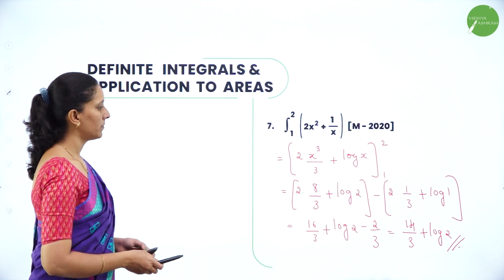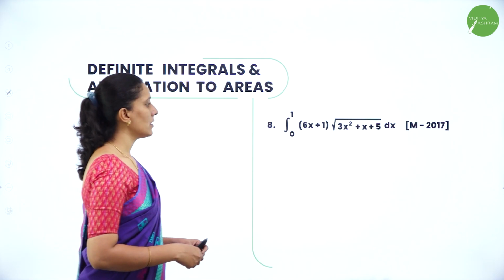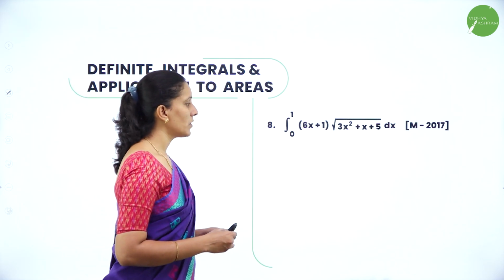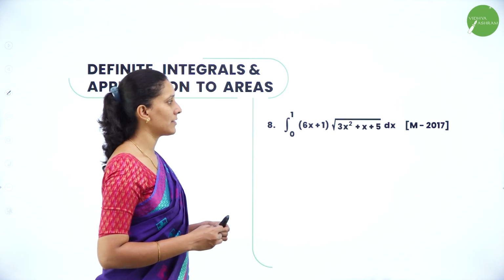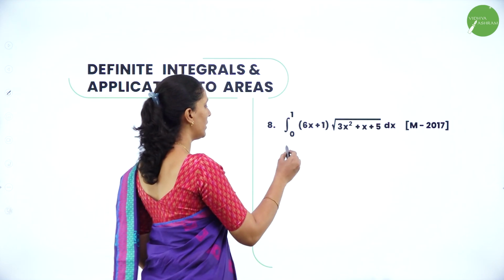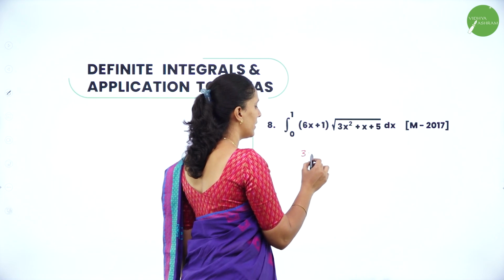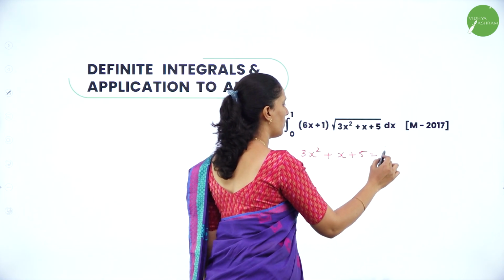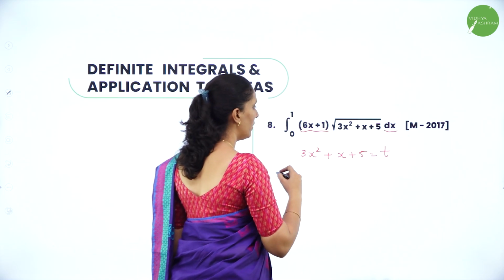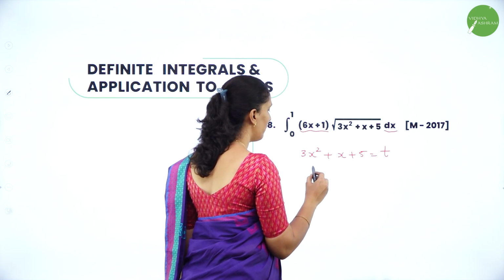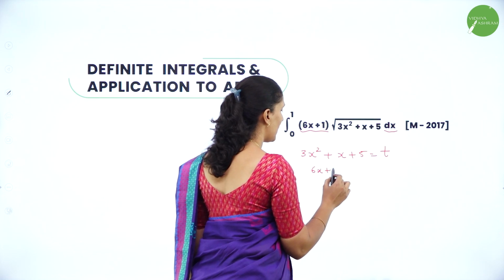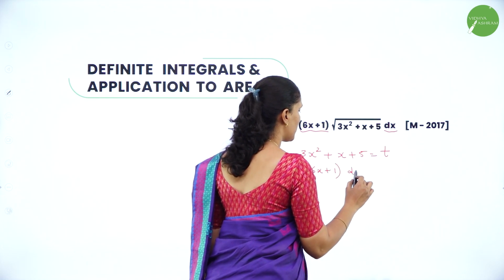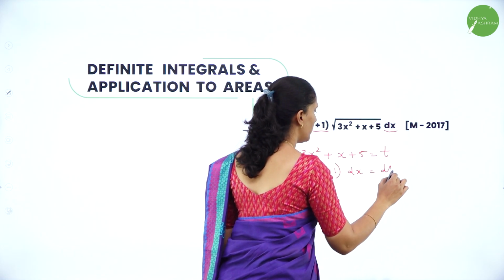Next question. Integral 0 to 1, 6x plus 1 square root of 3x square plus x plus 5 with respect to dx. So here we can take 3x square plus x plus 5 is equal to t. Now differentiate it on both sides. We'll get this as 6x plus 1 dx is equal to dt.